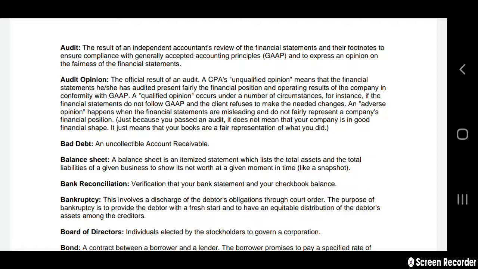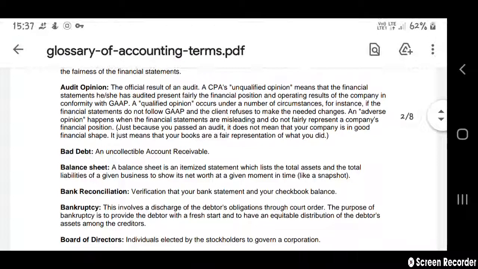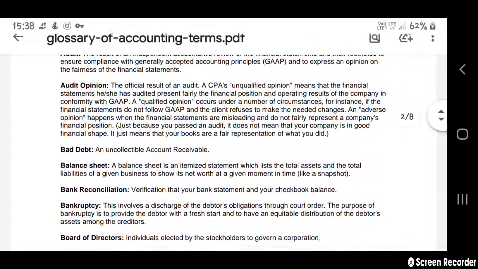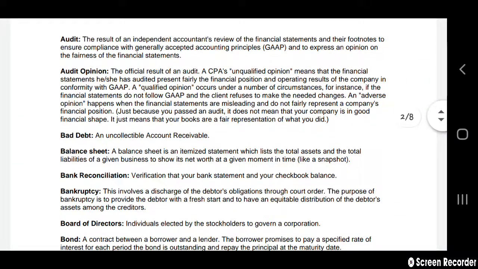Next is audit opinion. The official result of an audit. A CPA's unqualified opinion means that the financial statements he or she has audited present fairly the financial position and operating results of that company in conformity with GAAP. A qualified opinion is given under a number of circumstances.